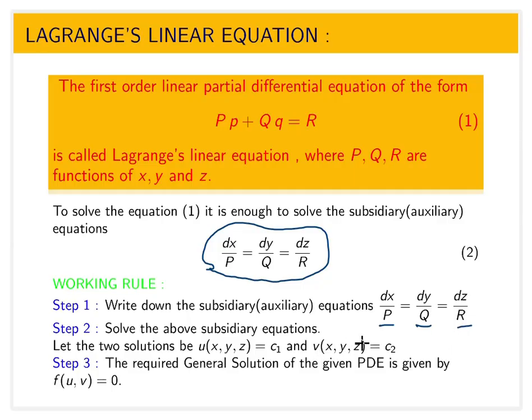Let us solve the above subsidiary equations. We can get two solutions u and v. So the general solution of the given PDE is of the form f of u comma v is equal to 0. Replace u and v, and we get the solution. This is the working procedure.